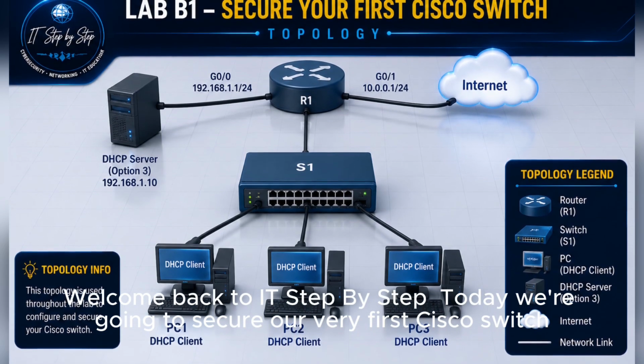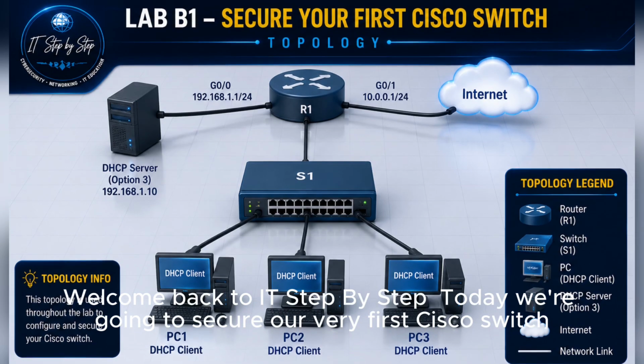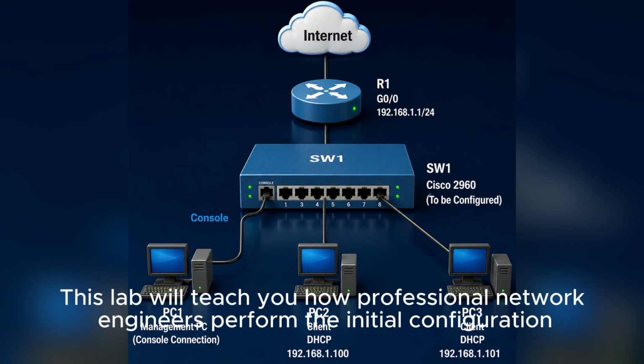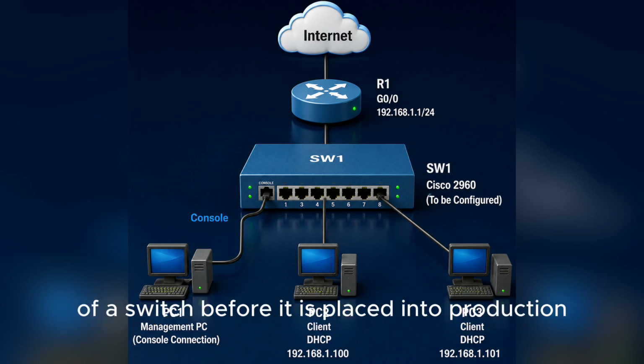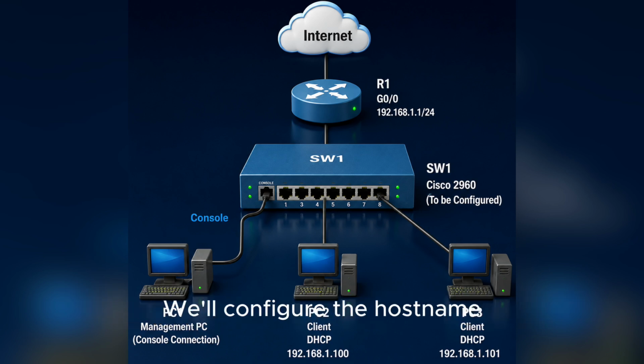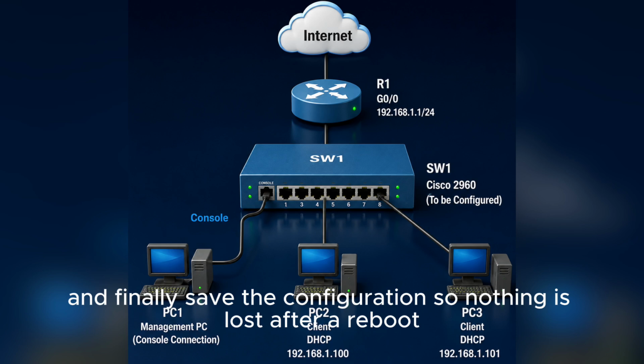Today, we're going to secure our very first Cisco switch. This lab will teach you how professional network engineers perform the initial configuration of a switch before it is placed into production. We'll configure the hostname, secure console access, protect privileged mode, create a security banner, and finally save the configuration so nothing is lost after a reboot.